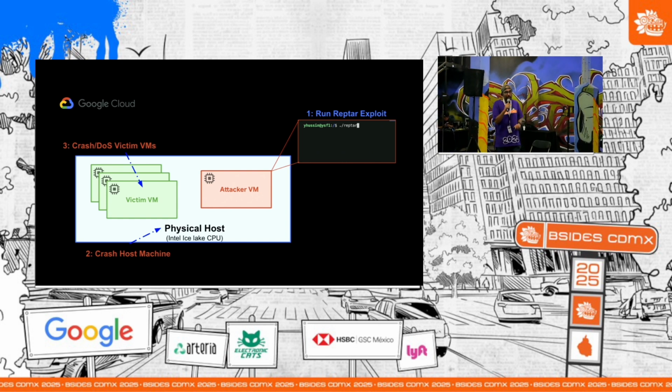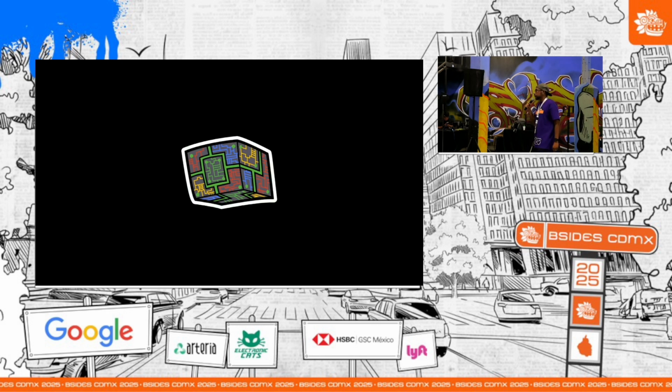But before we get into that, this is how it looks like. You can go on any cloud with shared resources on the machine. You run the exploit as the attacker VM, and you crash all of the other VMs. Simple as that. Now, I shared this logo earlier.